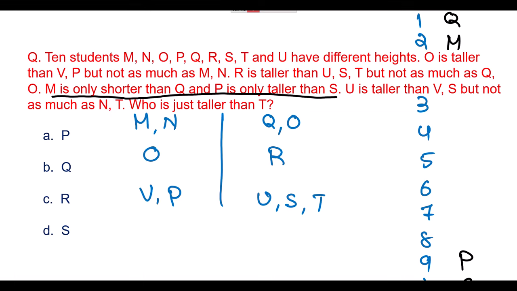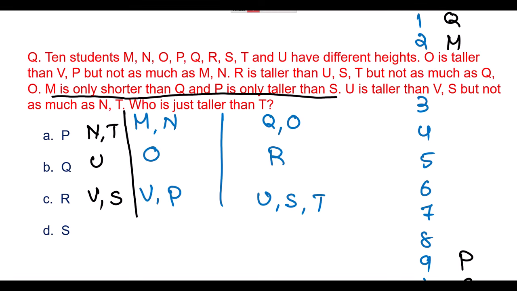And there is one more data. U is taller than V, S, but not as much as N, T. So this is the entire scenario. Now the question is regarding who is just taller than T. Now we have to map R is taller than 3 people, U, S, T, and shorter than Q and O. And one more, O is taller than V, P and shorter than M, N. U is taller than V, S, shorter than N, T.